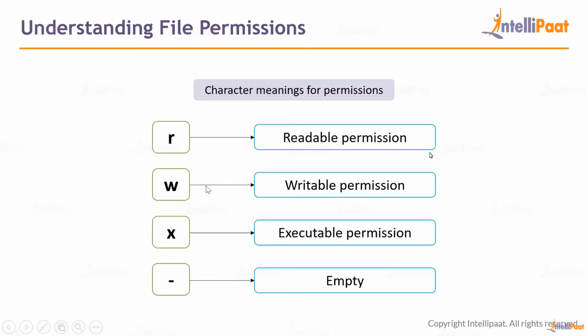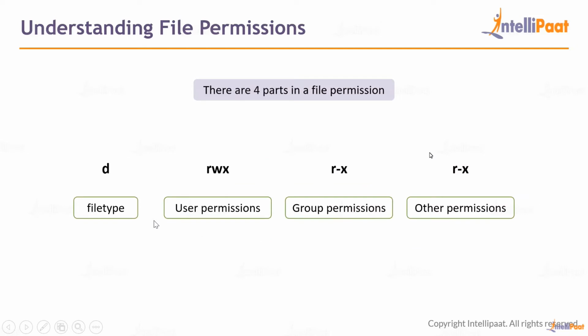Next there was group permissions R minus X. So let's say this particular file can be read as well as executed by users in any group, but they'll not be able to write into that file. Only this particular user can write into that file. None of the other users inside any other groups can write into that file. They can only read it or execute it.